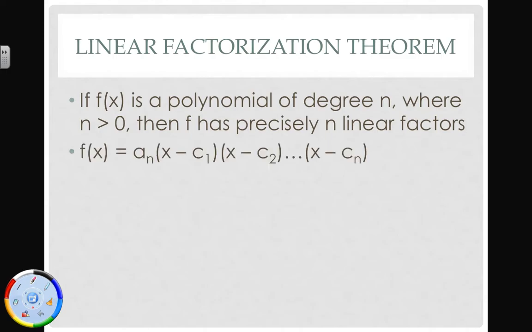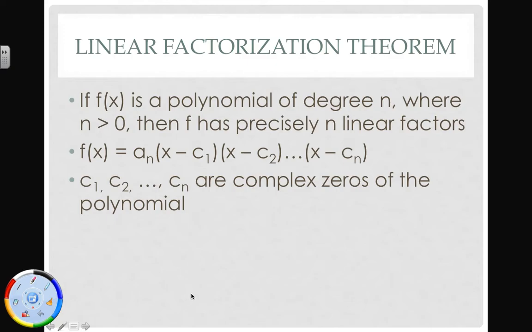Meaning we can take a function, f of x, and we can factor out this leading coefficient, which is something we'll do later. And we can just write it as a whole bunch of linear factors. Notice these are all linear factors because it's x to the first power. And all of these c values are complex zeros of the polynomial.